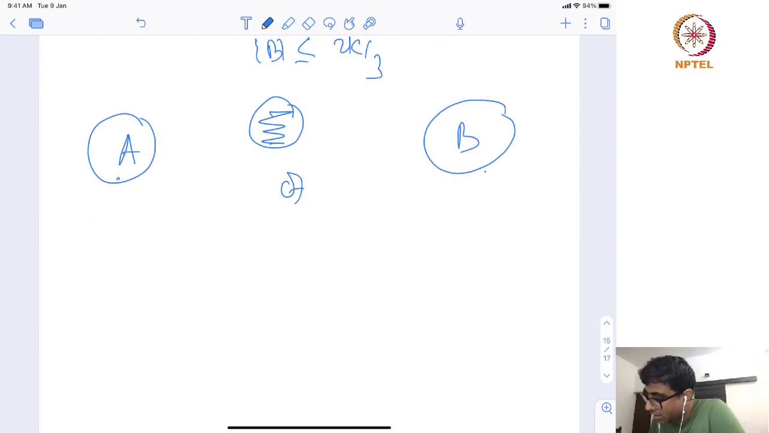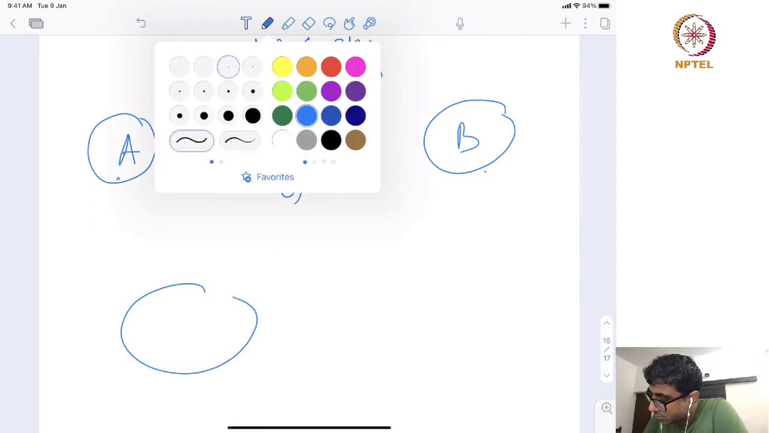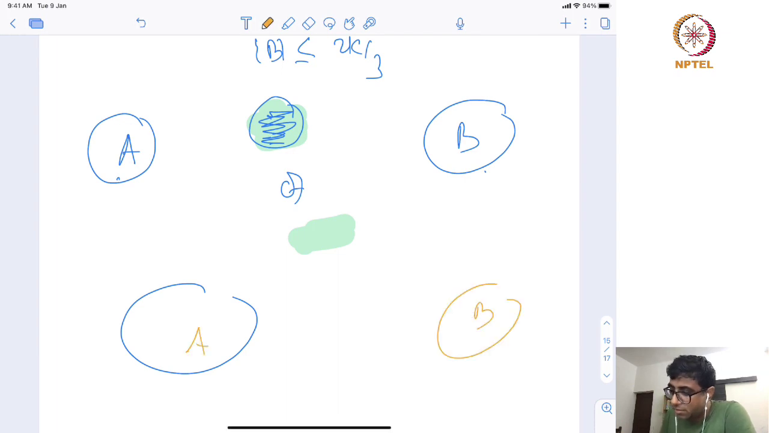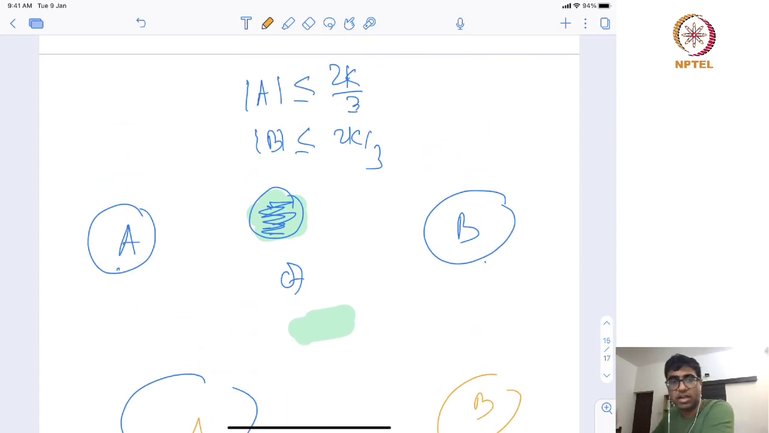Then what happens if you look at any connected component after you have deleted this? It can only contain either a vertex of A or a vertex of B, but it cannot contain both, because we have separated A from B with the minimum size. Then any connected component can have vertices of at most either A or B, which is at most 2k over 3. And then I will show you how we can make use of this to make progress.